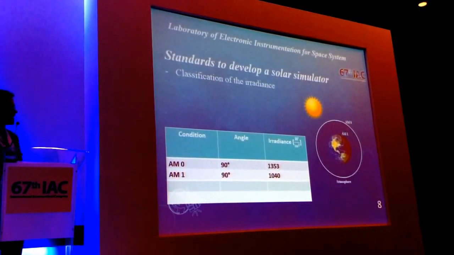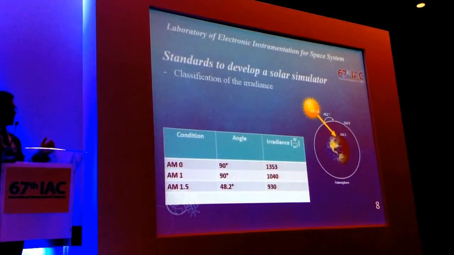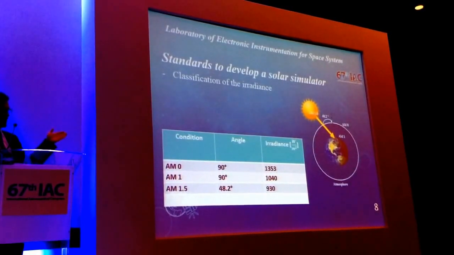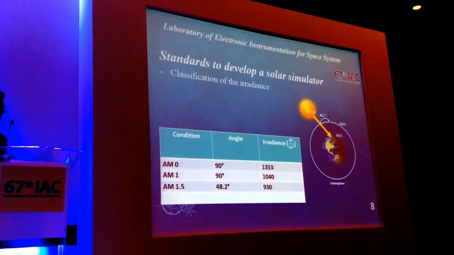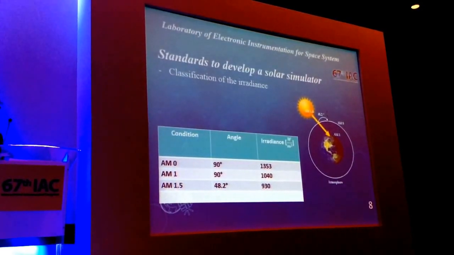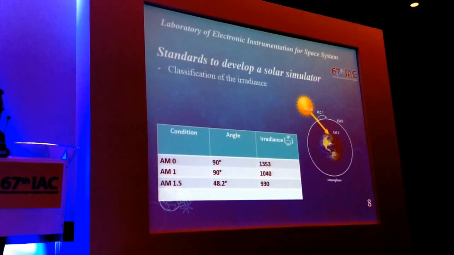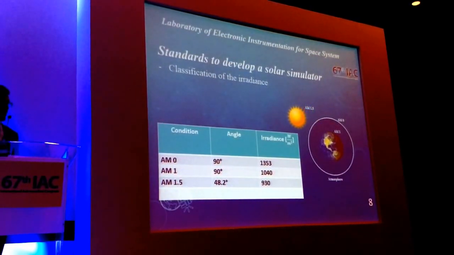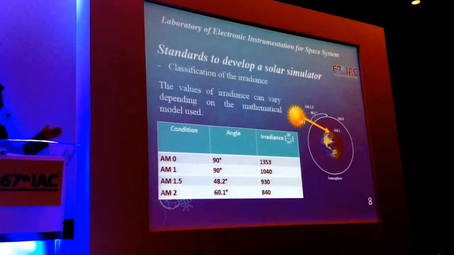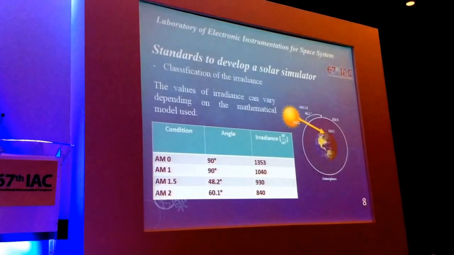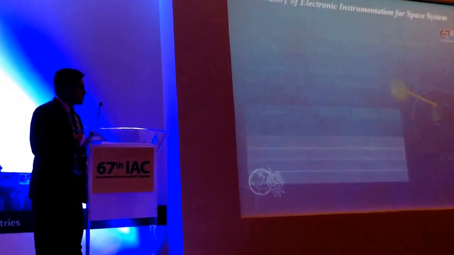Another case is the IM 1.5 condition, where we have an angle between the zenith and the irradiance of 48.2, and at this level the irradiance is reduced because it does not come directly to the panel, and that affects the energy that the photovoltaic panel receives. And the last case was the IM2 condition, where the angle is bigger. We have an angle of 60.1, and here we can also see the final irradiance is reduced. We have here, for example, an irradiance of 840 watts per square meter.